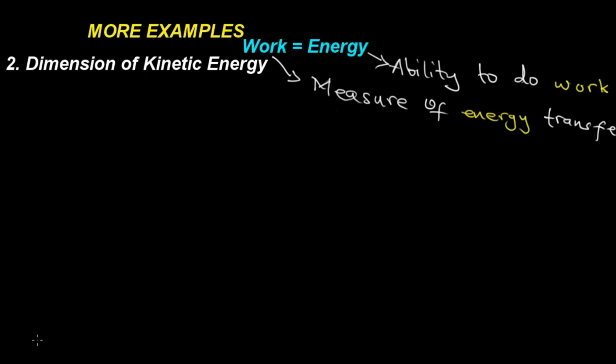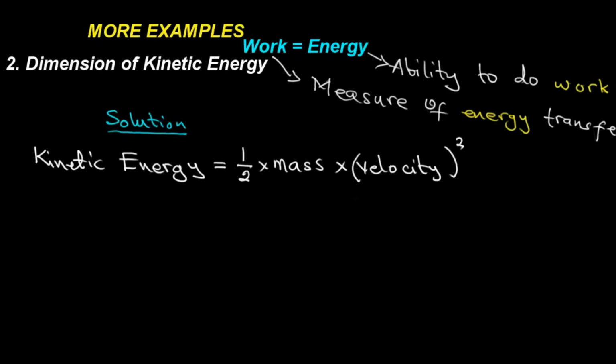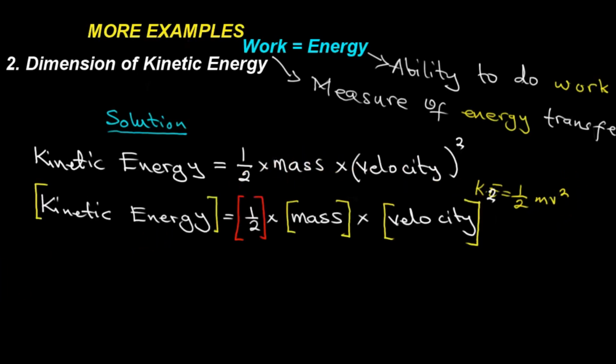So the first thing we need to do is to find the formula of kinetic energy. The formula of kinetic energy is half mass times velocity squared, or we are mostly familiar with it this way: kinetic energy is equal to half mv squared. It's the same thing that I've expanded here. Now the next step is to find the dimension of both sides.